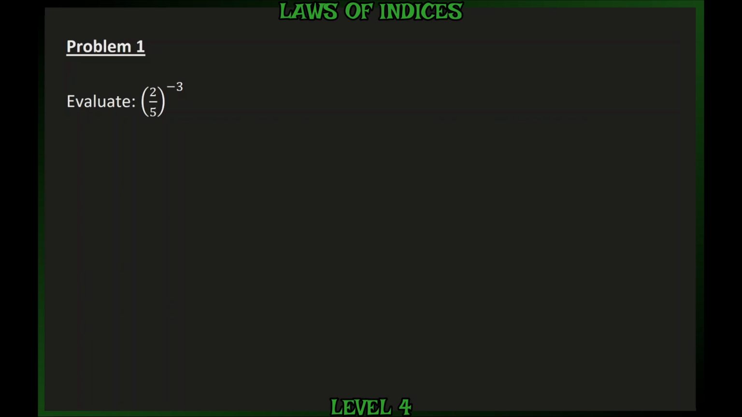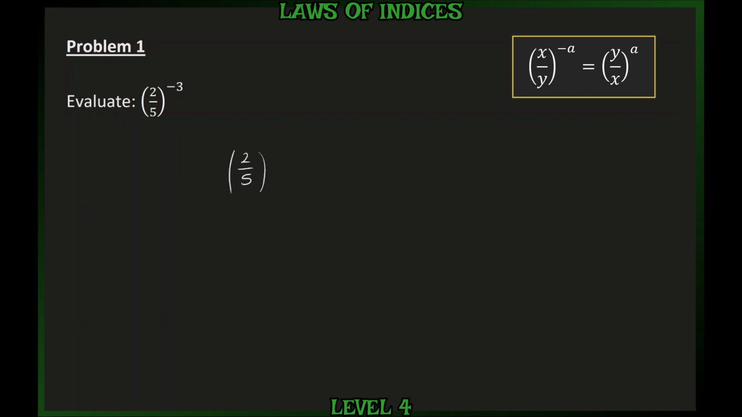In problem 1, we're evaluating 2 over 5 raised to the power of minus 3. This means we need to find its value. Now, since we have a fraction raised to a negative power, we're going to use this law, which tells us that we can rewrite 2 over 5 to the power of minus 3 as 5 over 2 to the power of 3.